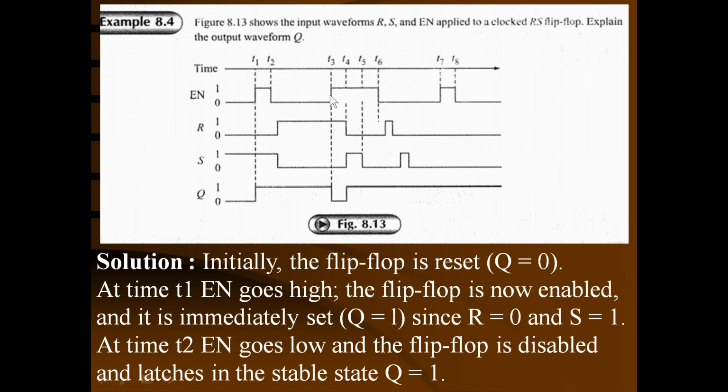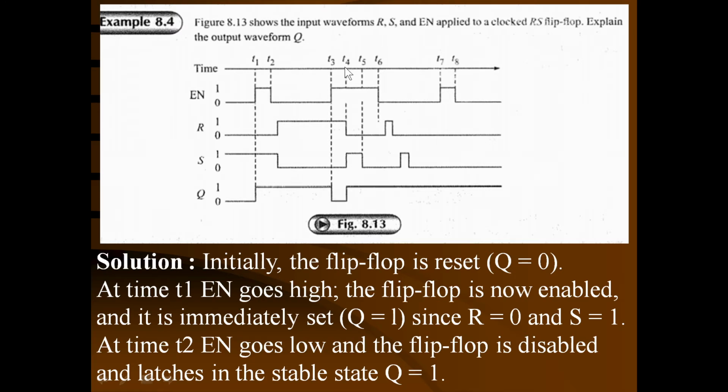Now between the time T3 and T6, again the enable is going to be high. When the enable is high, it is going to respond according to the input conditions. Whatever the input condition is, it responds to that, or the flip-flop is enabled. So we can consider that at time T3, when the flip-flop is enabled, R is 1 and S is 0, so the flip-flop is reset and output Q becomes 0, or it is storing 0. So it is reset from 1 to 0.